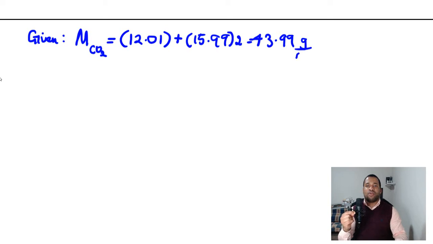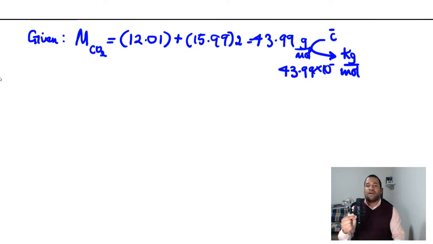Which is around 43.99 grams per mole. Take note that in terms of our units for the Z value, which is the collision frequency, our gram per mole, which is going very heavily on the specific C bar, which is the mean speed, actually links the units to be in kilograms per mole. So therefore, converting this to kilograms per mole, it means that we're going to multiply by 10 to the power of -3, which means that our new value will be 43.99 times 10 to the power of -3 kilograms per mole. So that is one thing to take care of.